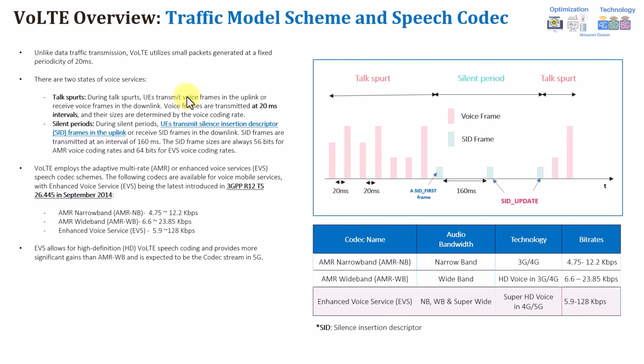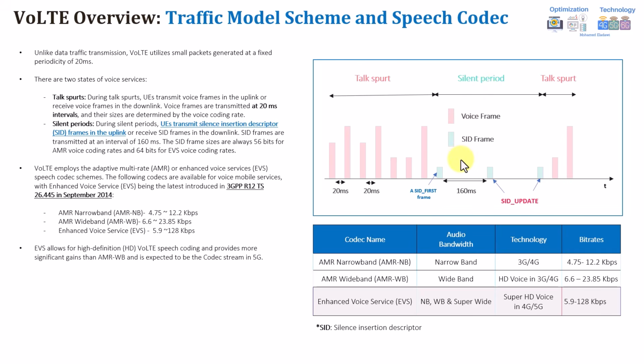This is the first point I would like you to know, which is very important for your knowledge. Actually, there are two states of voice services in general: something called talk spurt and silent period. The main difference is that talk spurt means there are ongoing voice frames in uplink and downlink, transmitted every 20 milliseconds, so ongoing packets are generated during that time.